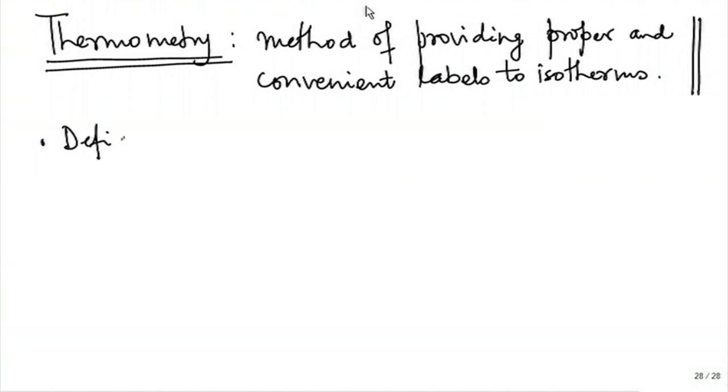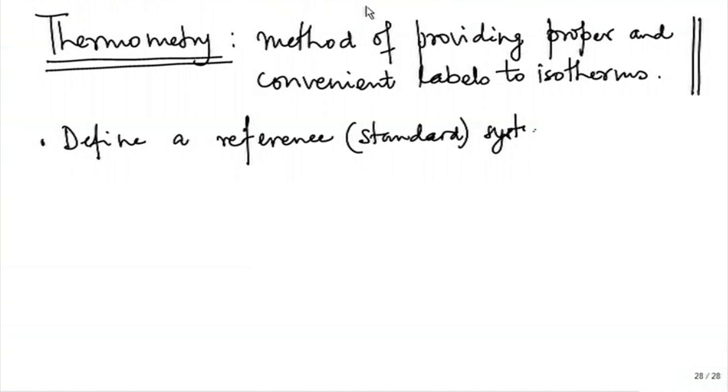But before that, we must have some method by which we are able to assign a temperature to a given state of a system. How to do that? That's the job of thermometry. A typical thermometric procedure is like this. We define a reference system. At this stage, we will soon see that defining or creating a rudimentary system is convenient, because such a system will have only one property of significance, and hence that property can be directly used for labeling temperatures.